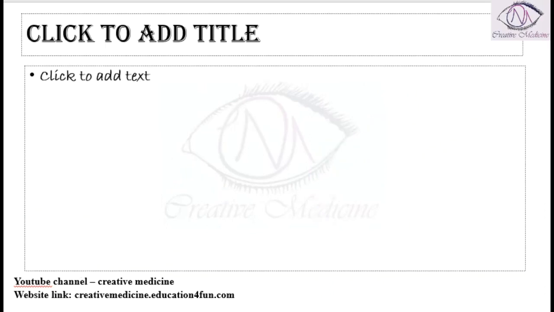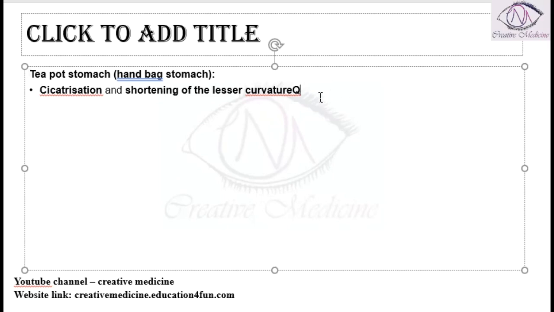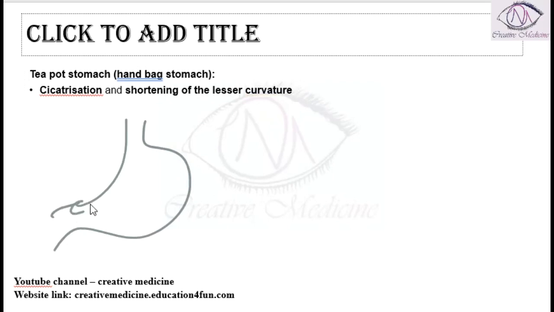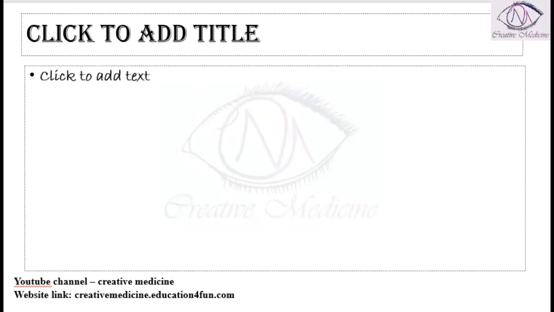The next type of contracture is teapot stomach or handbag stomach. When there is cicatrization or shortening of the lesser curvature, this will result in teapot stomach. So actually this is the lesser curvature. Here there is an ulcer. Now this is shortened. So like this it is shortened. When this is shortened, then there is a teapot. Teapot or handbag stomach is seen because this lesser curvature is shortened and this looks like a teapot or handbag stomach, which is a complication.